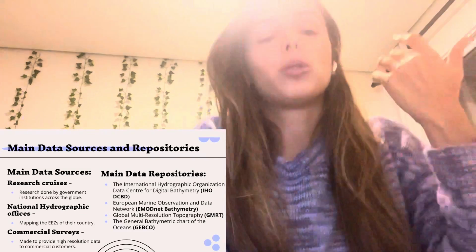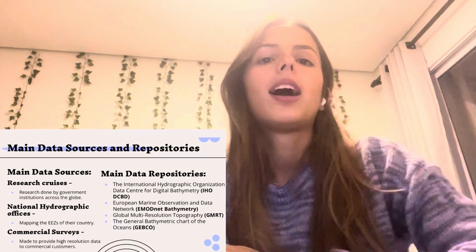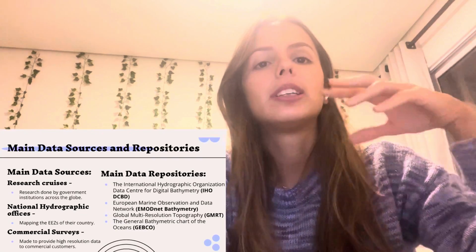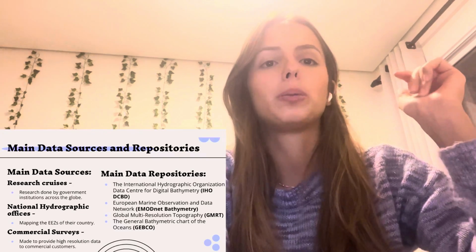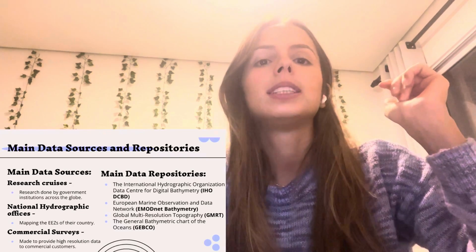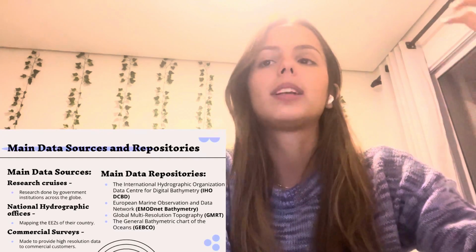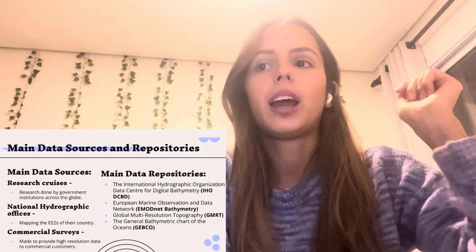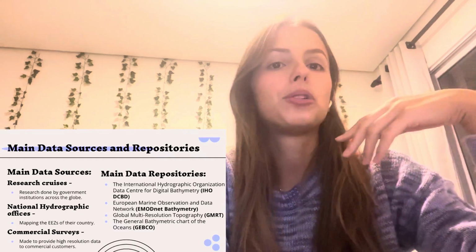So where can we find this material, this data, this information? Is it available to the public? That's where the repository comes in. We can name a few here: the International Hydrographic Organization Data Center for Digital Bathymetry, or the IHO DCDB. They are a steward of the worldwide collection of bathymetric data. They are open to public discovery, and they are even available to download.